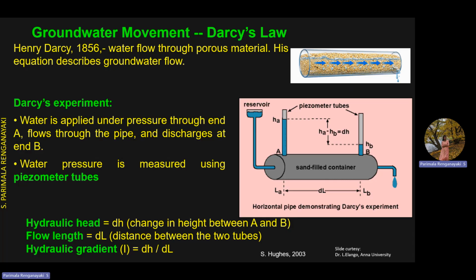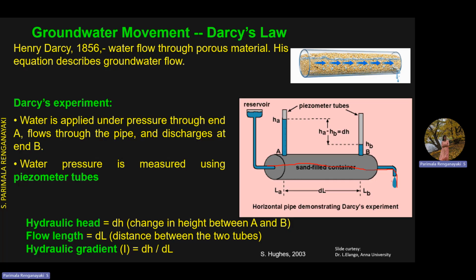Now from one end water is passed, then in other end it is coming out. So that means the groundwater is moving through the porous material and it is coming out. Maybe it is going to sea, like that we can consider. During that time, how much is the water level rise in the piezometer? That is shown here. Okay. Henry Darcy, he understood the water flow through porous material. His equation describes the groundwater flow.